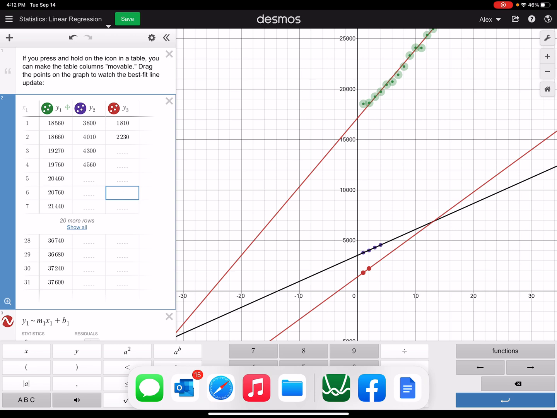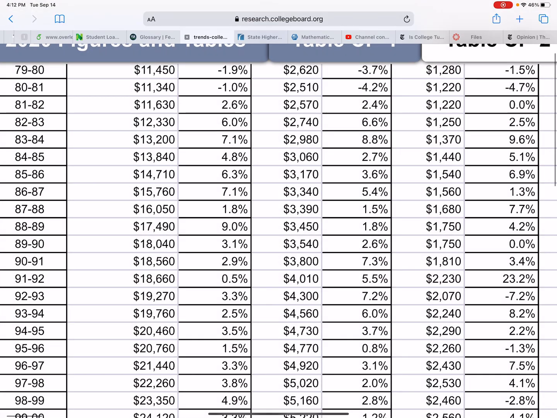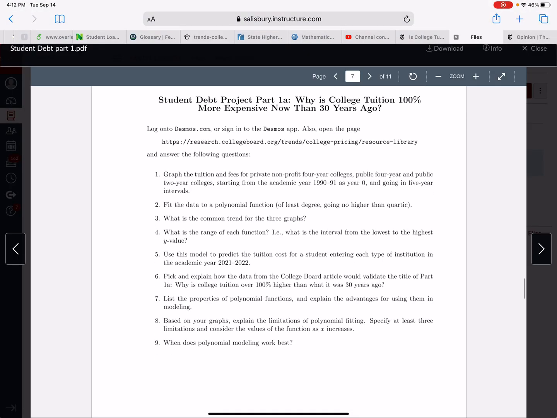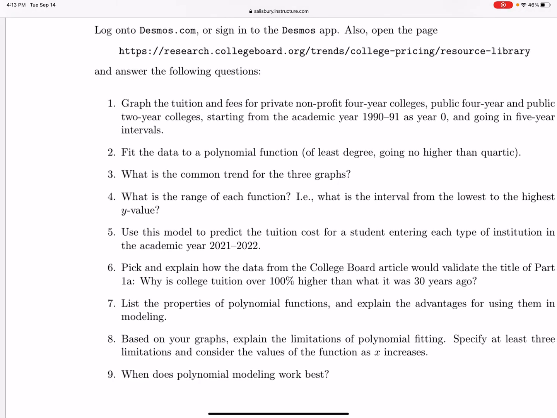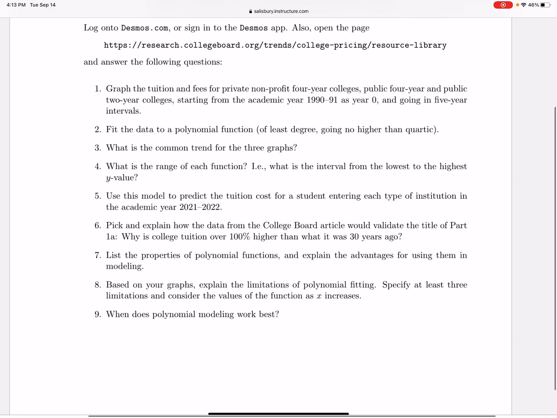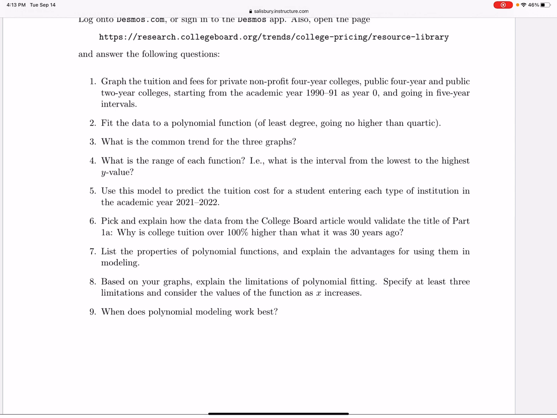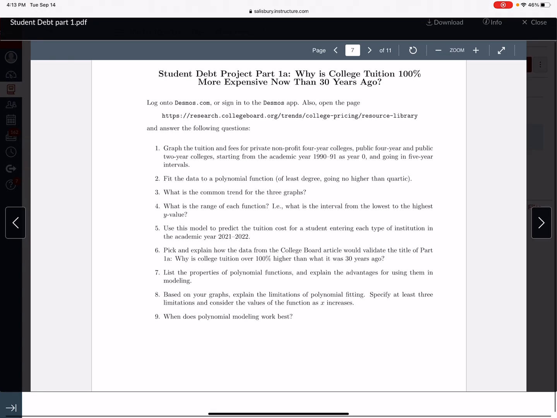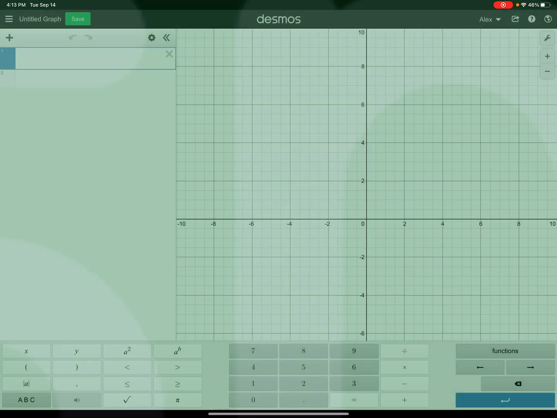And then what I want you to do is answer all of these questions. If you go over here, graph the tuition and fees, fit the data to a polynomial function, that can include linear. And then answer these questions. Please type it all up. For questions 1 and 2, please take a picture of the graphs there.